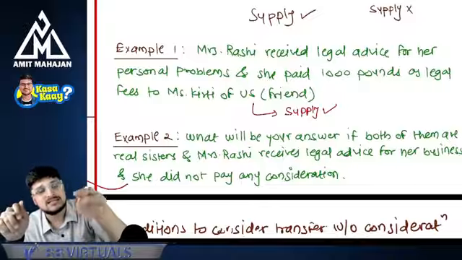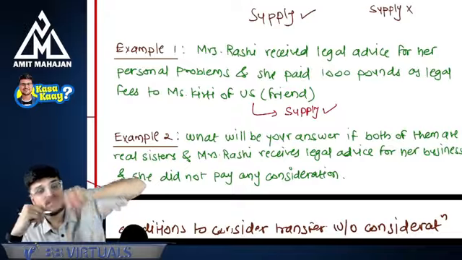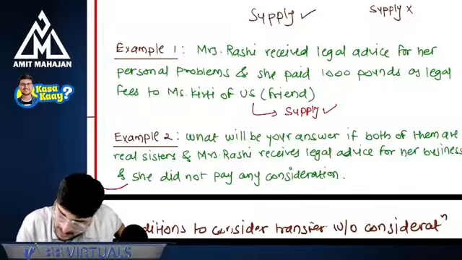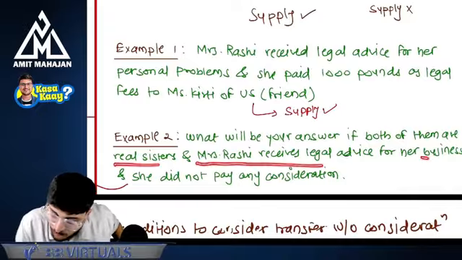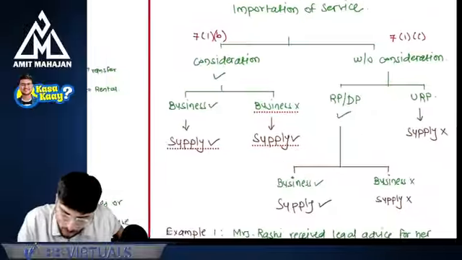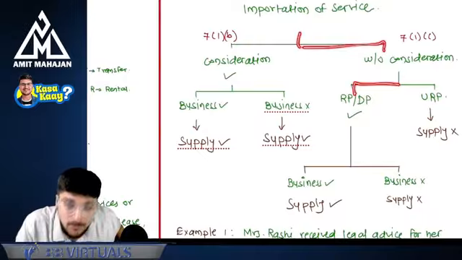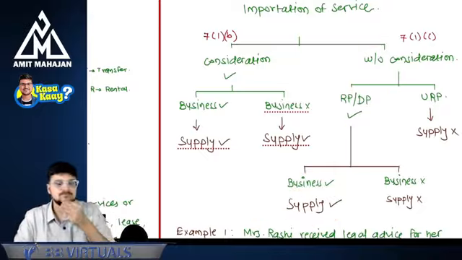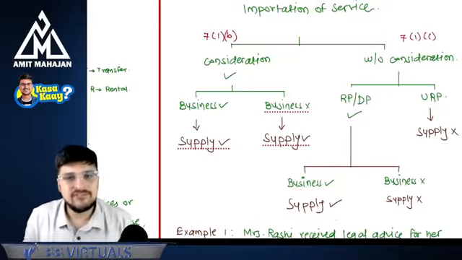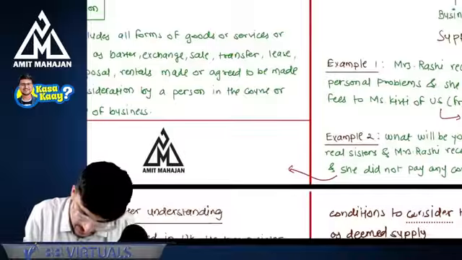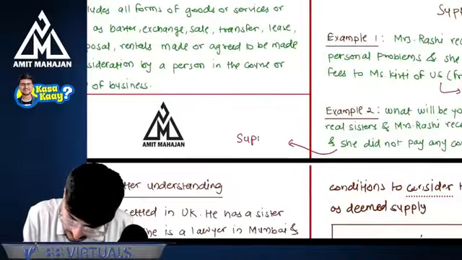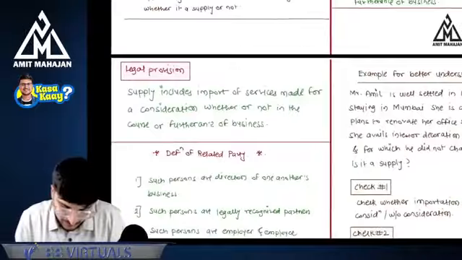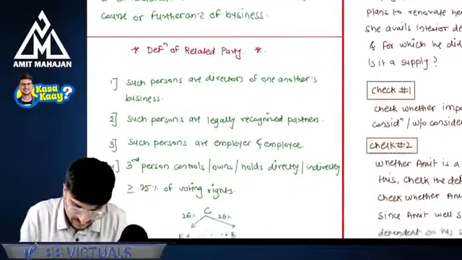Now we will see whether Rashi has imported that service for business purpose or not. So let's see, both are related sisters and Mrs. Rashi receives the service for her business purpose. So can I say it is flowing like this: without consideration from a related party for her business? It will be considered as supply. Perfect. Okay. Now, what is the legal provision? You can see the legal provision here.